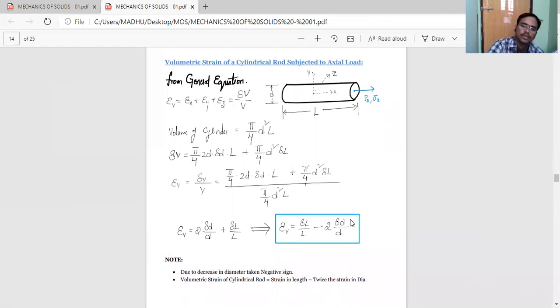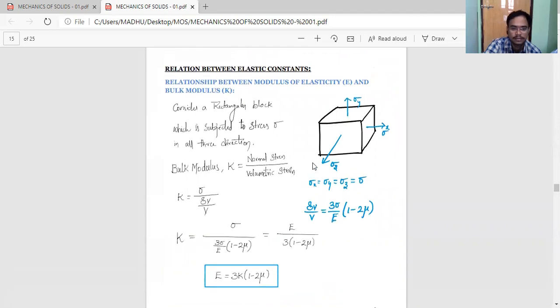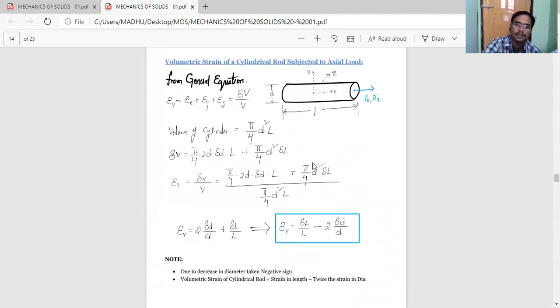And there is one more simple topic: the volumetric strain of a cylinder. For a cuboid, it is over. Now it is for a cylinder. A general application is seen for a cylinder. How will we do it for a cylinder? There is a cylinder with a diameter d and length L, along the x, y, z axes. These axes are shown here.